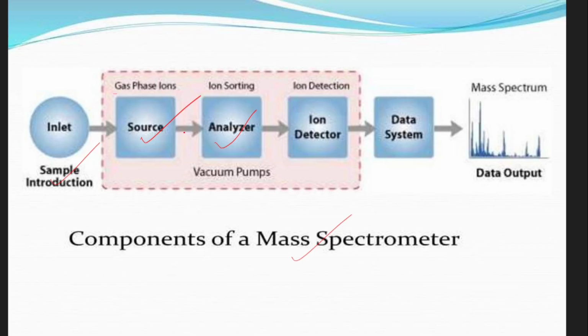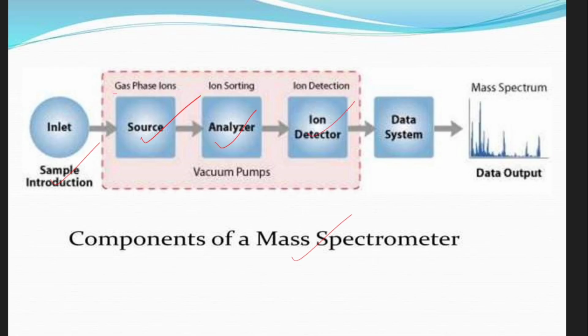The next type of analyzer is magnetic sector. It uses a magnetic field to bend ion trajectories. Ions with different m by z values follow different paths. The next analyzer is ion trap. It traps ions using electrical fields and sequentially ejects them for detection. It is useful for tandem mass spectrometry.